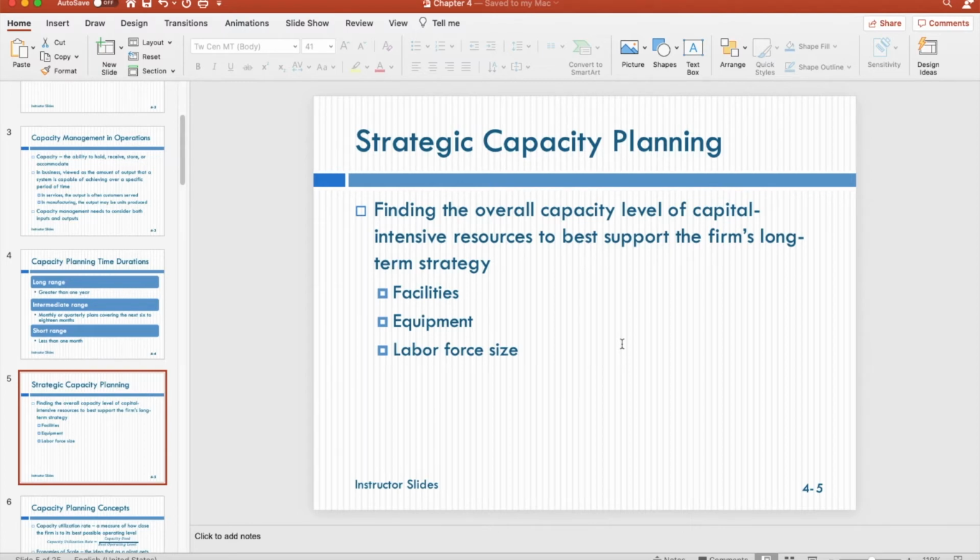And as I said at the beginning, basically for capacity planning, normally it will include three main types.